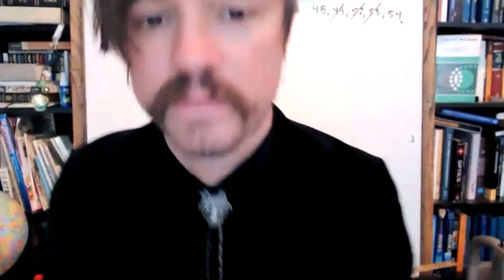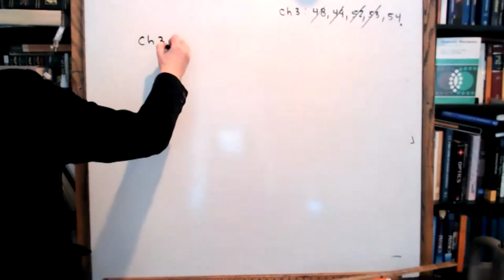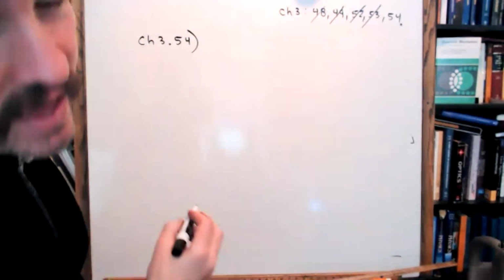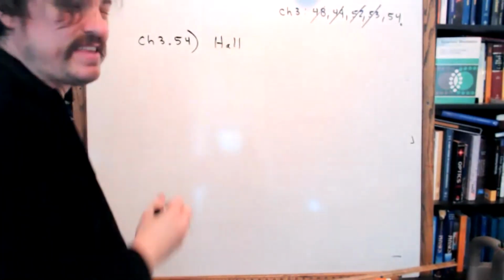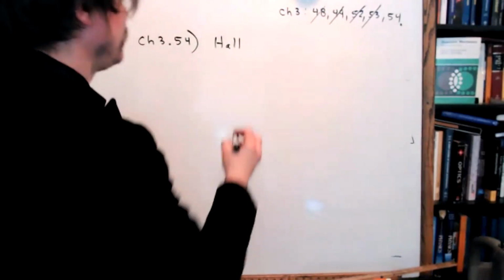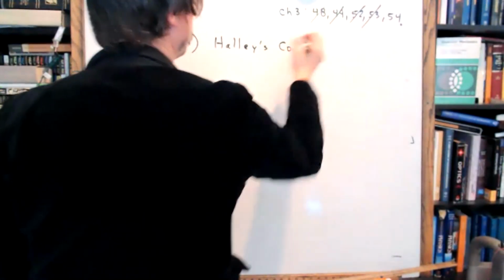Hey, Ryan, I haven't heard from you today. You've been part of the party. How do you feel about reading the last problem for us? All right. Okay. Hold on. Chapter 3, problem 54. Halley's orbit. Did you say Halley's orbit? Yeah, I meant to say Halley. Sorry. Is it Halley's comet or Halley's comet? Halley's orbit. Right? Yeah, it is Halley.